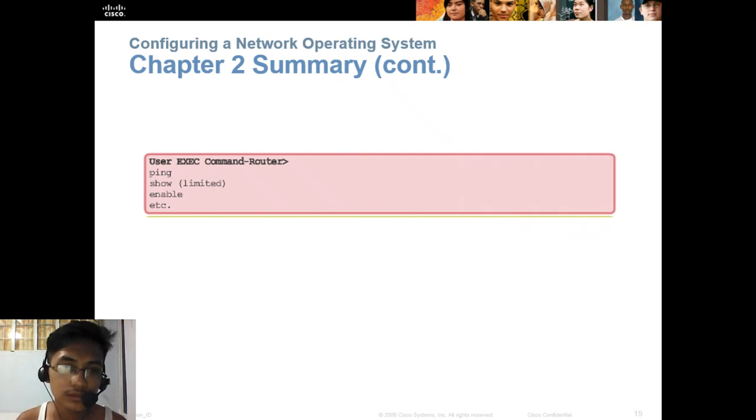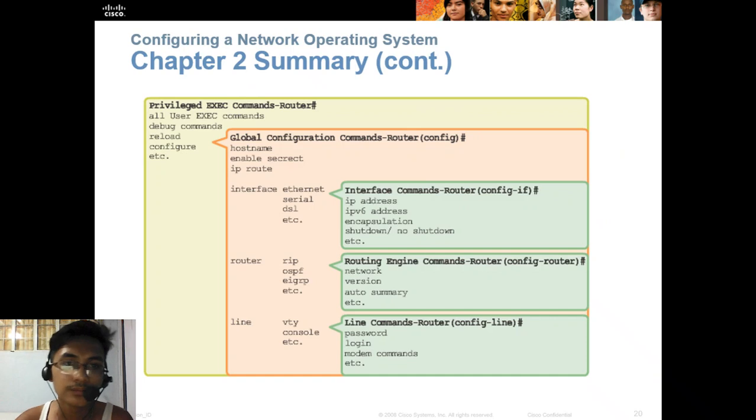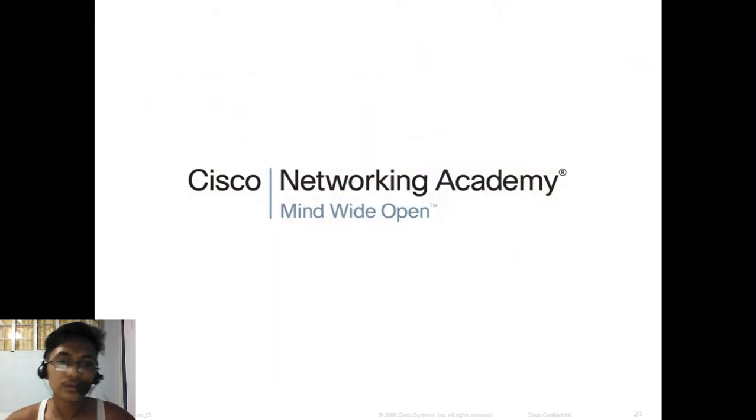Of course, here are shown the user exec commands and some commands available, such as ping, show, enable, etc. Here we have the privilege exec mode commands, the global configuration commands, the interface commands, the routing engine commands, and the line commands. So those are some of the commands there.